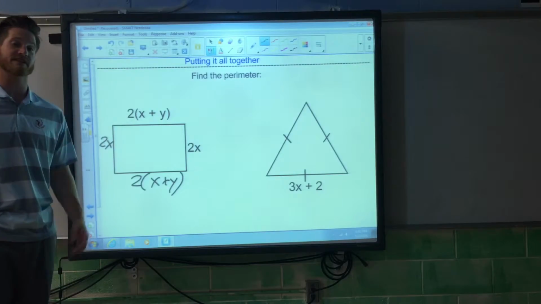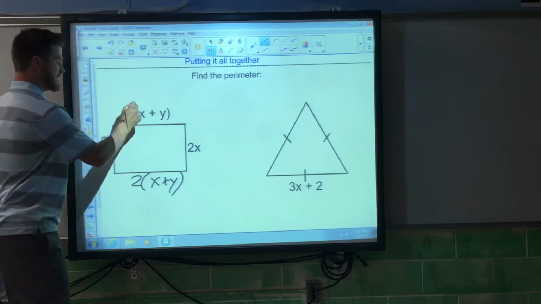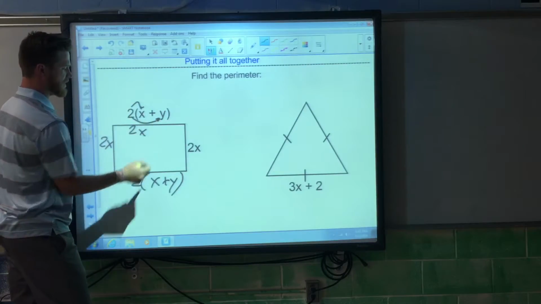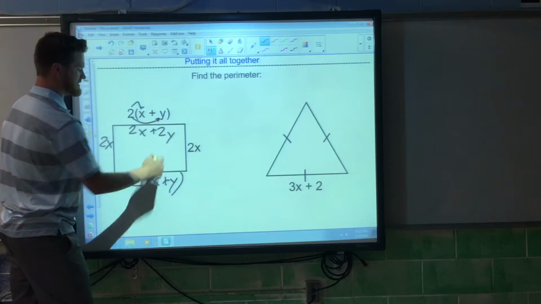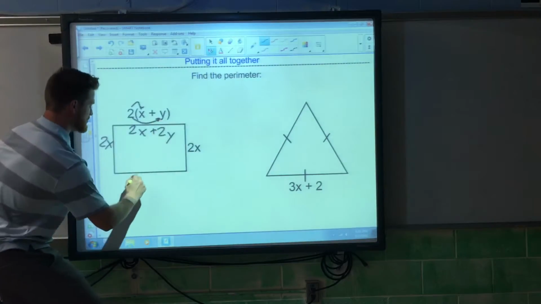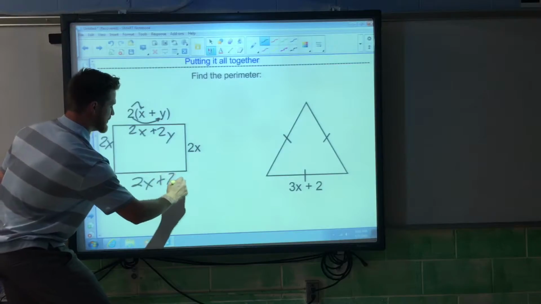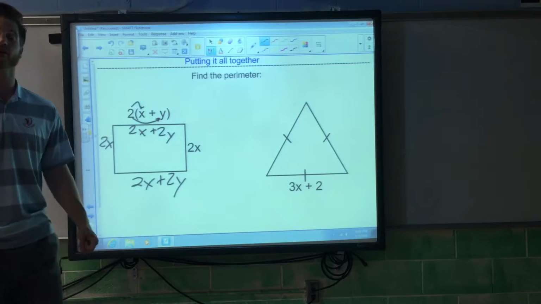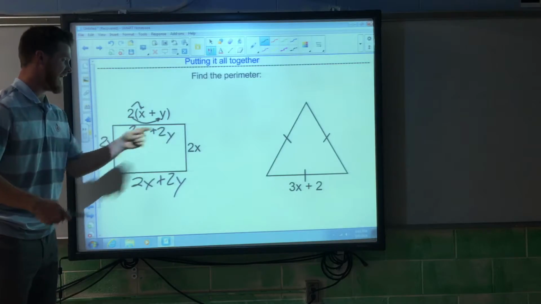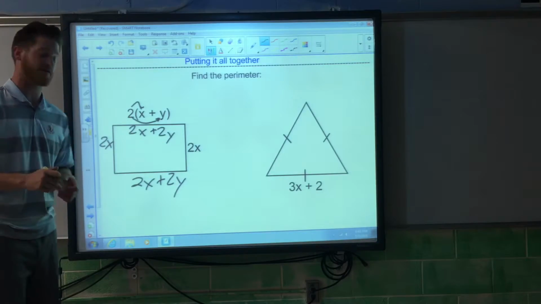And if this side over here is 2x, this over here is also 2x. We have to distribute this out before we combine anything. 2 times x is 2x. 2 times y is 2y, which means that down here it's going to be the same. We're going to write 2x plus 2y. Now when you combine like terms, how many terms are going to be in our final answer? I have an x and a y. We're going to have 2 terms in our final answer.